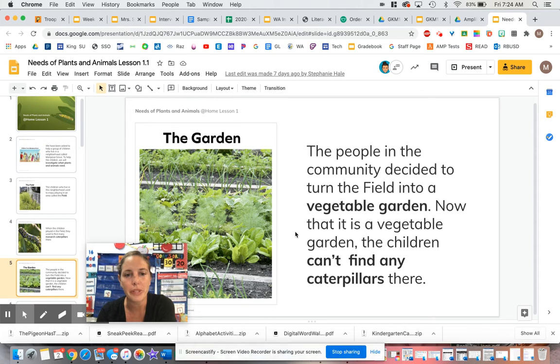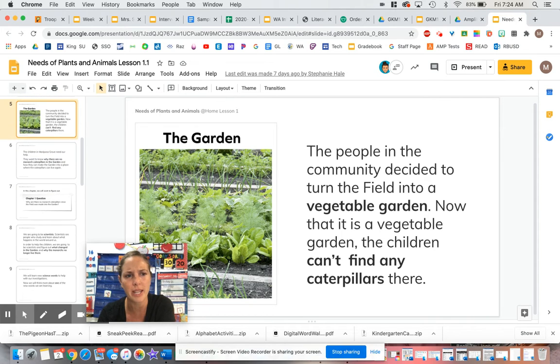So the people that lived in the community of Mariposa Grove, they decided to turn the field into a vegetable garden. Now that the vegetable garden is there, the children can't find any of the caterpillars anymore. So the caterpillars all are gone. I wonder what happened. I wonder why the monarch caterpillars are all gone from the field.